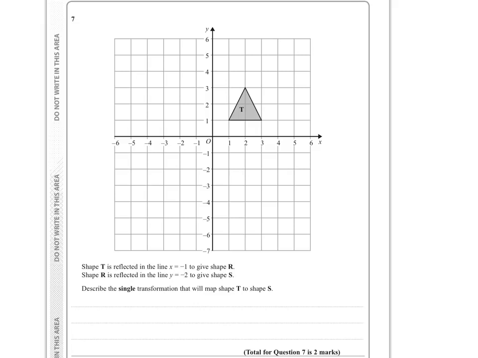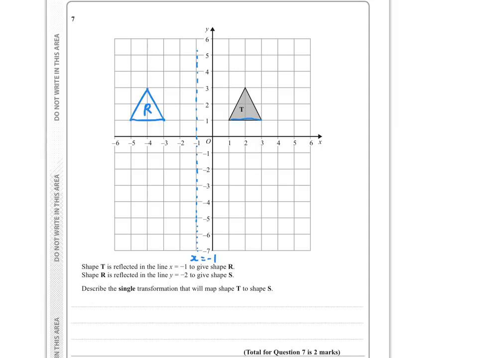Question 7. It says that shape T is reflected in the line x equals -1. Well, x is -1 is this mirror line here. And if we reflect that, it's 2 units away, so it starts here. And then as this is 2 units, then this has got to be 2 units as well. And then we just draw the triangle and label it R. And it wouldn't hurt us to label this x equals -1.